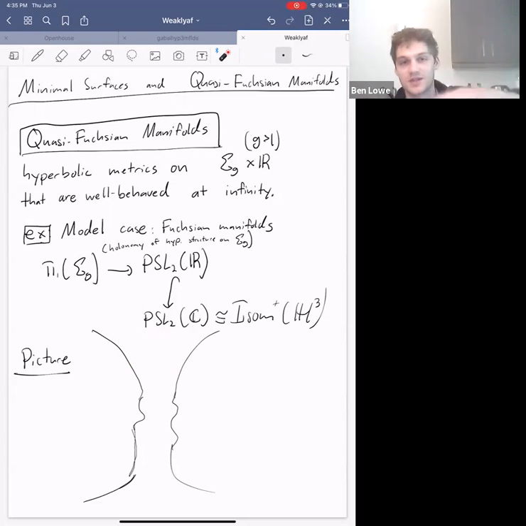And so we're in this compact region, we're able to pass to a limit. And so that's kind of what's going on there. So the point is we can find these minimal surfaces in the convex core.